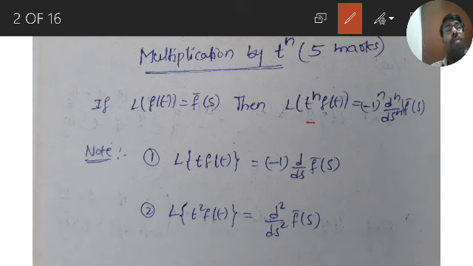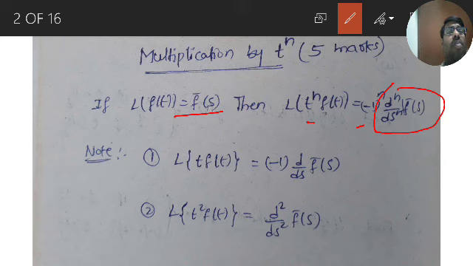The Laplace transform of t power n into f of t is minus 1 whole power n into d^n by ds^n of f bar of s, that is, minus 1 power n into the nth derivative of f bar of s. If you put n equal to 1, what happens? L of t into f of t is equal to minus 1 into the derivative of f bar of s.